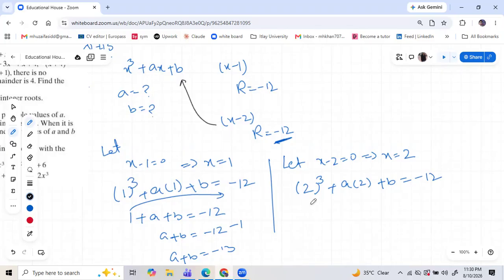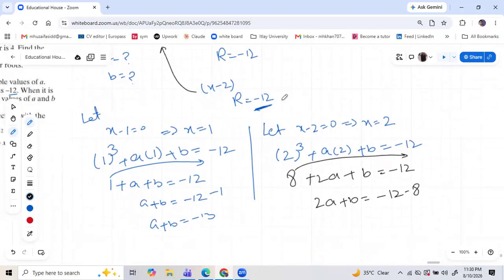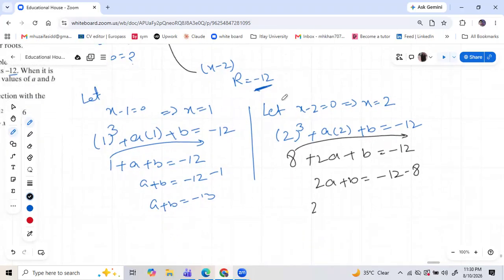Okay, yes. So this is 8 plus 2a plus b is equal to minus 12. So plus 8 is moving to the other side, it will change into minus 8. So 2a plus b is equal to minus 12 minus 8. Look at it here. This is 2a plus b is equal to minus 20.